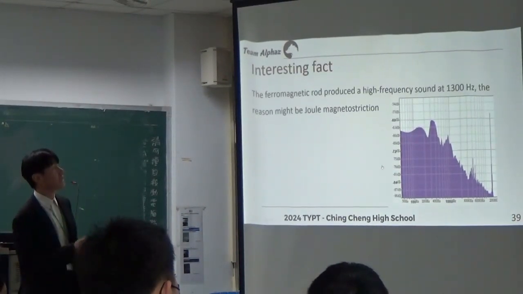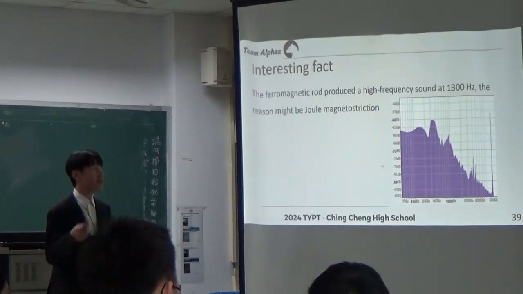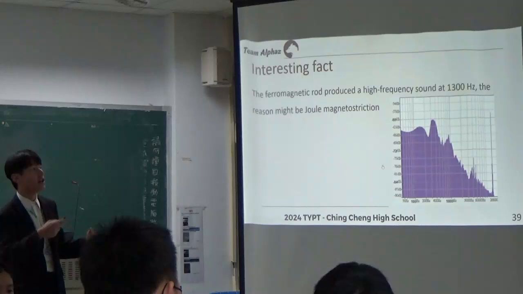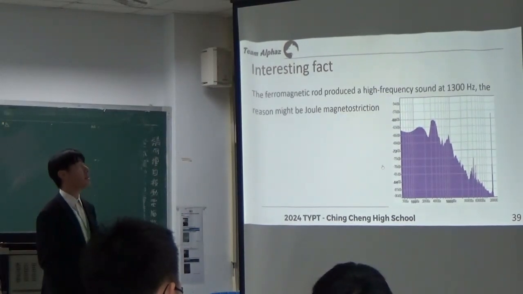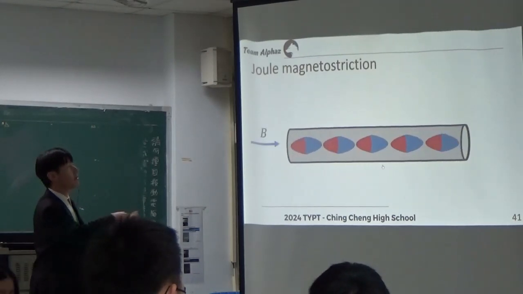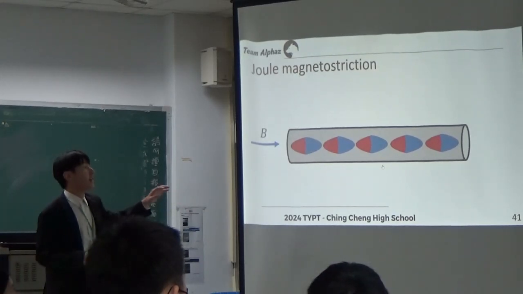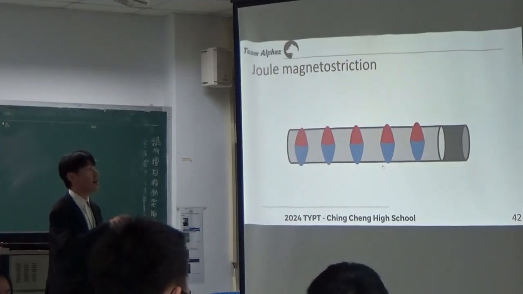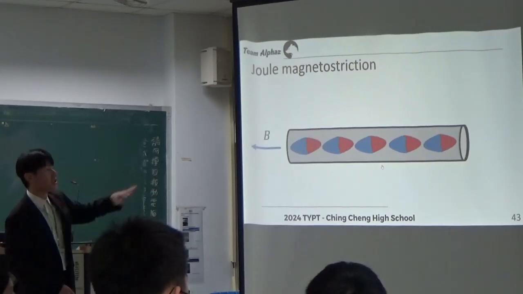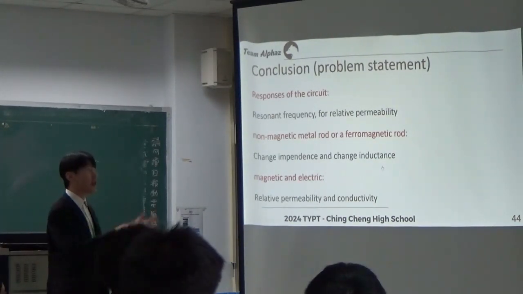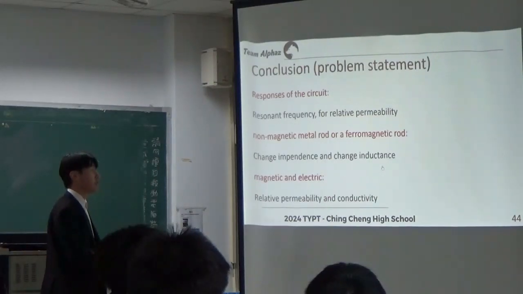And about an interesting fact that we found: the ferromagnetic rod will produce a high-frequency sound at 300 hertz and 1300 hertz. The reason might be Joule magnetostriction, in our imagination, where, when we apply a magnetic field on the rod, the flux affects the behavior of the particles in it, and when it reaches the resonant frequency of the rod, it produces an acoustic sound that we can hear.